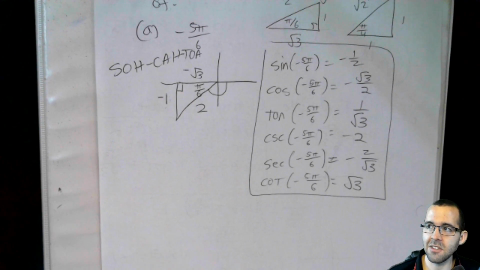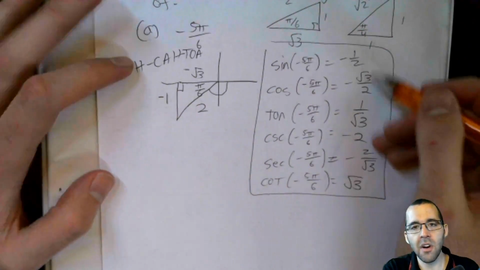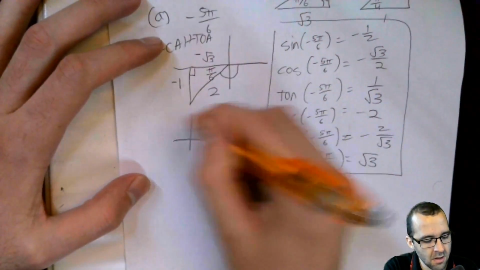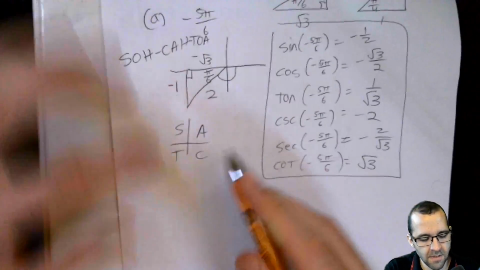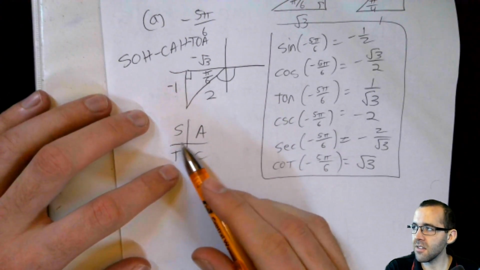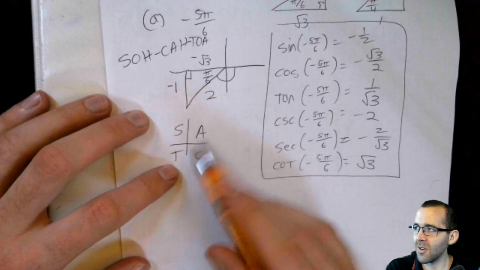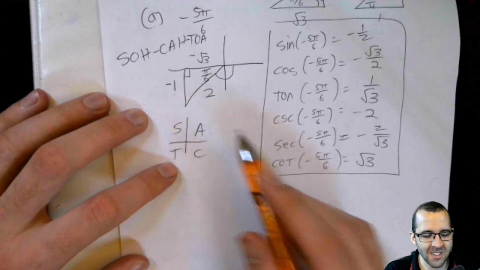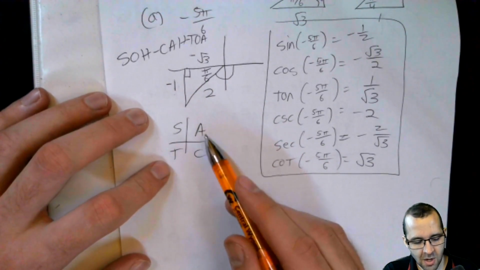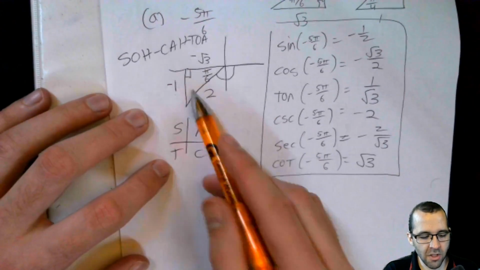All right, and that's really all there is to it. And again, this should fit with our understanding of, well, I don't know, whatever way you want to remember this. Everything should be positive in the first quadrant. We're in the third quadrant here.